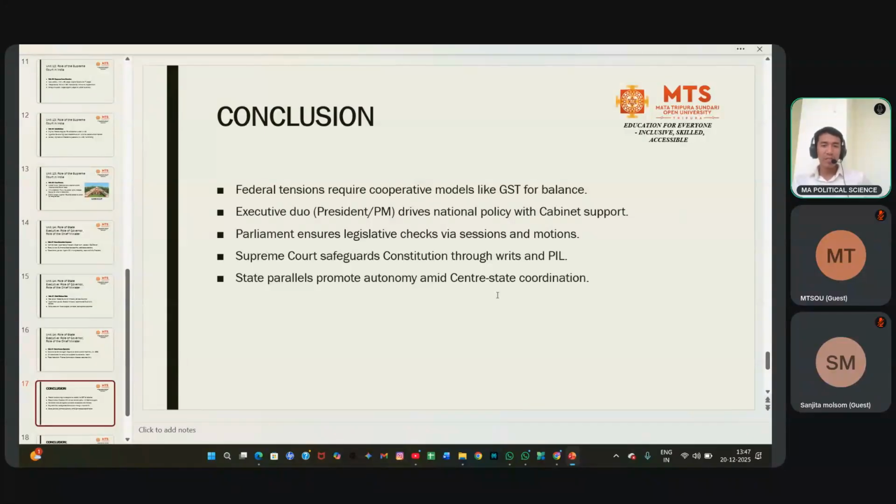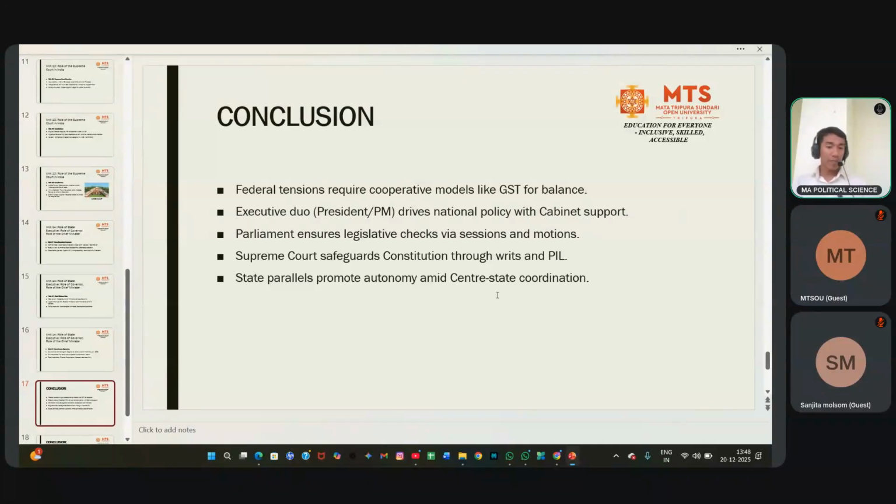Executive duo: president and prime minister drive national policy with cabinet support. Those are the executive, the heads of the country, the president and prime minister. They make the Indian policy. In conclusion, the policy, the rules and regulations, the new schemes, the new facilities, the new welfare for the people are brought out by the president and the prime minister, but with cabinet support. That means support from the other ministers. That's how they bring new development in the country. Parliament ensures legislative check by sessions and motion.